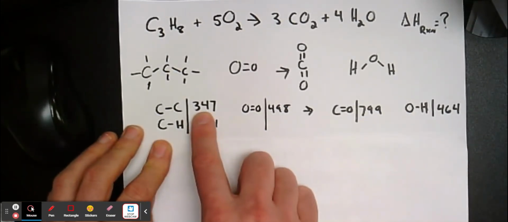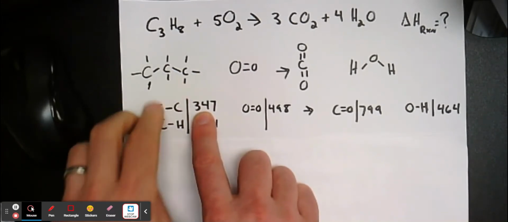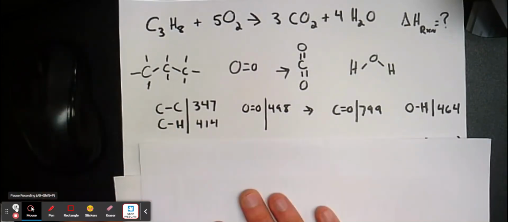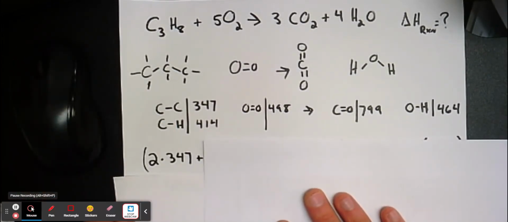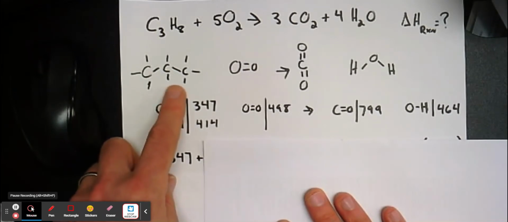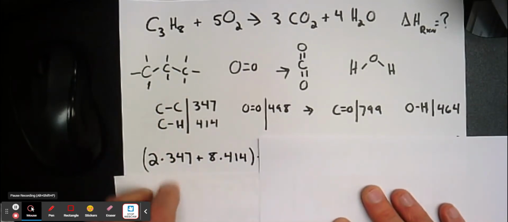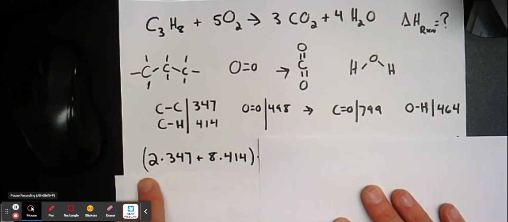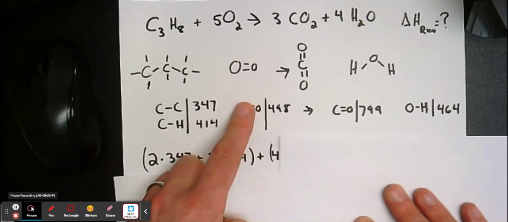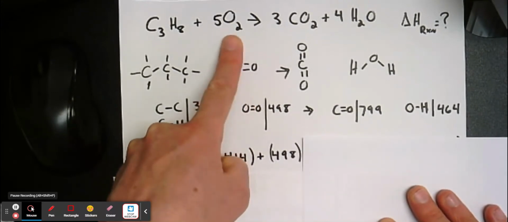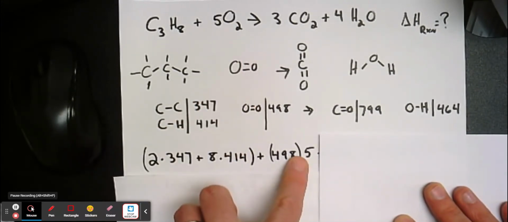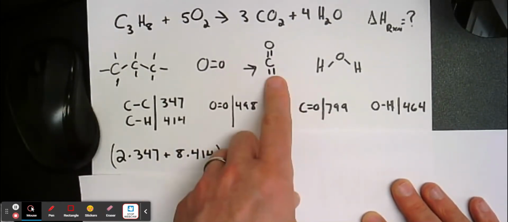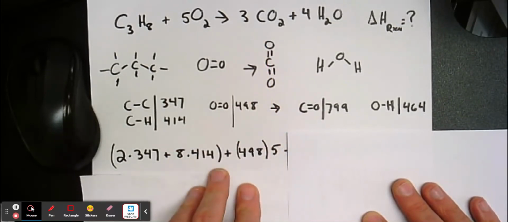All right, so how many of these bonds do I have? I've got 2 of them. So that's 2 times 347. How many hydrogen carbons? There's 8. Now, you use the coefficient. There's only 1, so I don't multiply this by anything. However, there's 5 oxygen molecules, so I'd multiply that factor by 5. And now here, I'm going to multiply this by 2 and then multiply it by 3.